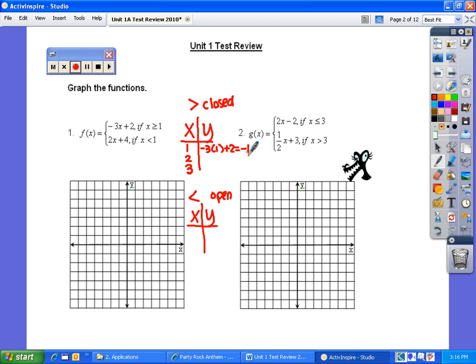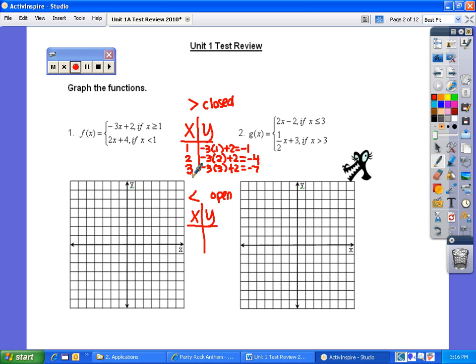Then we do it again. 2 times negative 3 is negative 6 plus 2 gives you negative 4. And then 3 times negative 3 is negative 9 plus 2 gives you negative 7. Making your first values at 1, negative 1, 2, negative 4, and 3, negative 7.